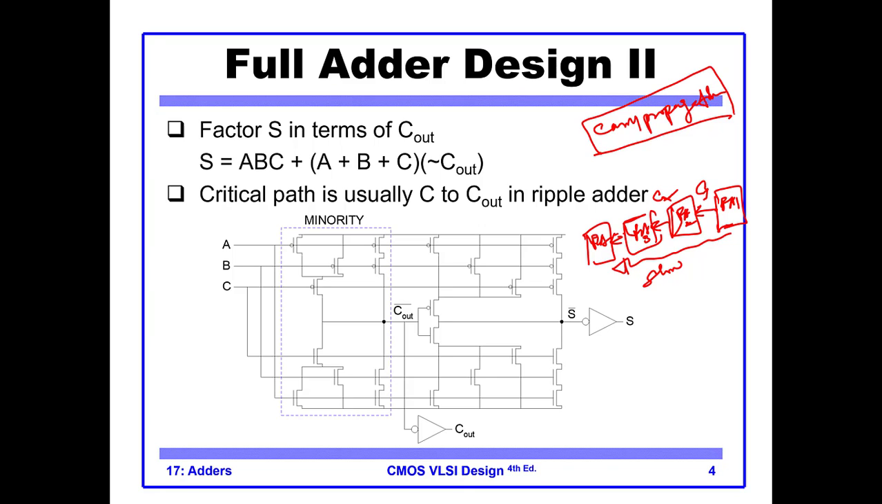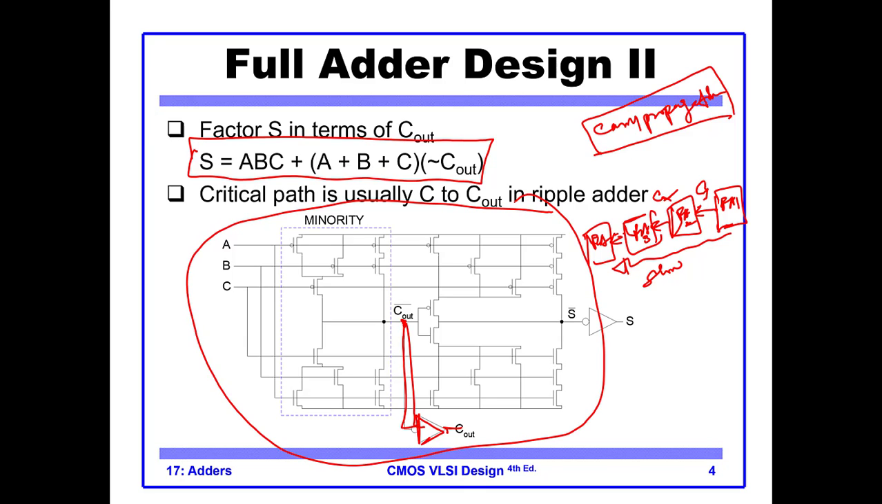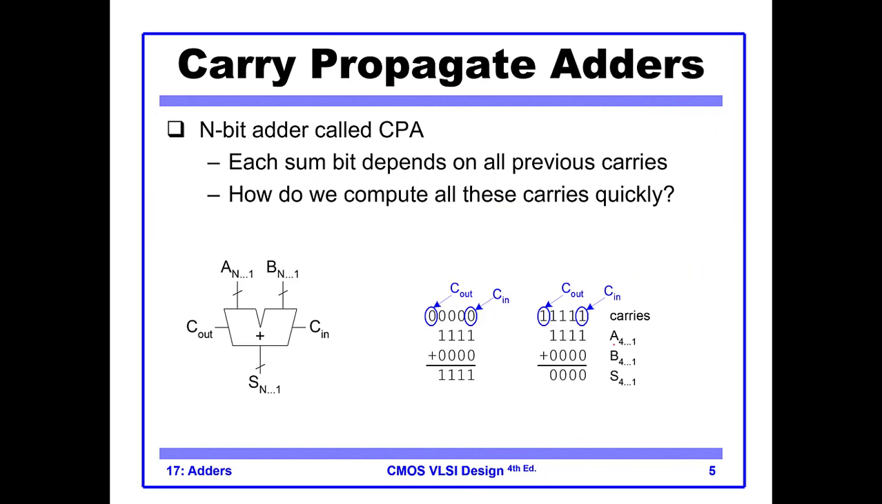So in this slide, one of the approaches shown is that you can combine both the equations of sum and cout into a single equation, and in this way the critical path of the single bit full adder can be reduced, because now you are taking the cout in the middle. So this is one design for a single bit full adder, but most of the time we are interested in multi-bit full adders, not a single bit full adder.